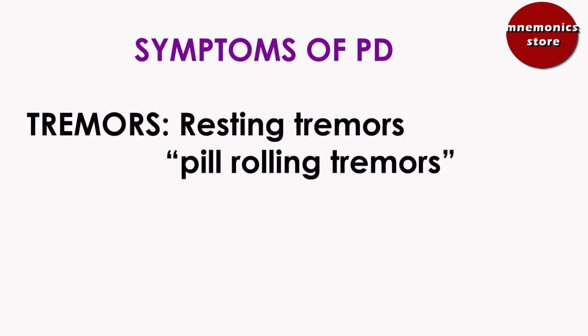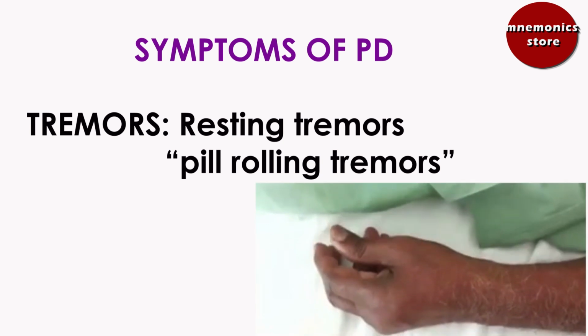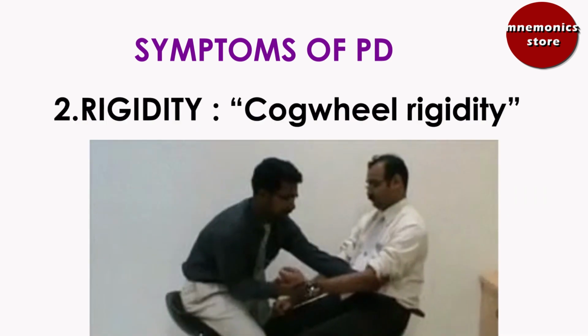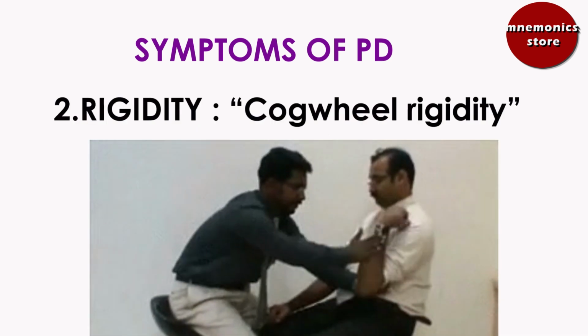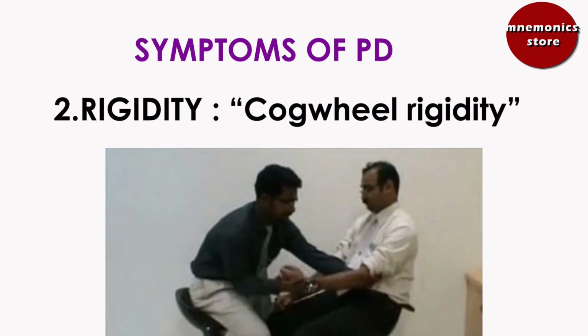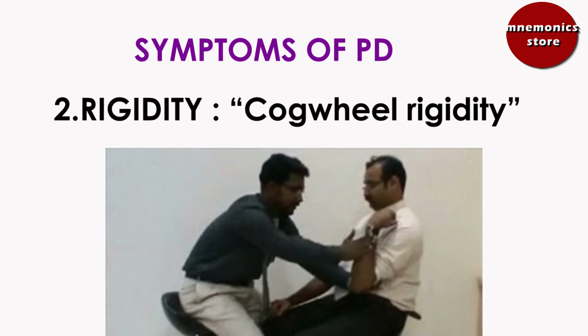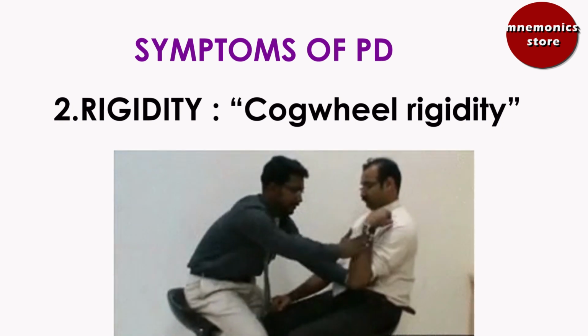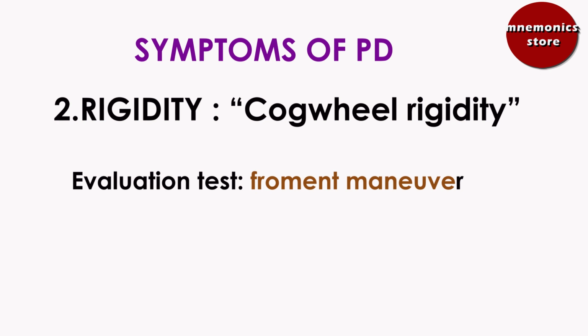Symptoms include, first, tremors, as we have seen before. In Parkinson's disease, patients have resting tremors, clinically termed pill rolling tremors. Second, there is an increased and persistent resistance to passive joint movement that is independent of speed of movement. This is what we call rigidity. How then do we evaluate rigidity in a patient with Parkinson's disease? We evaluate this through the Froment maneuver.